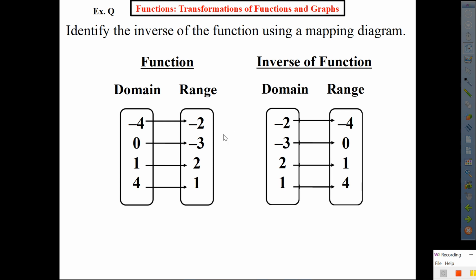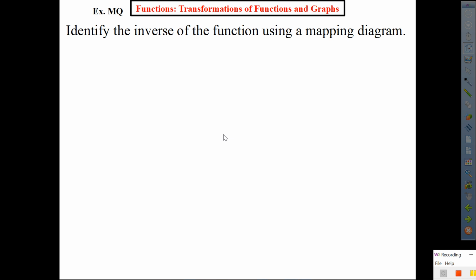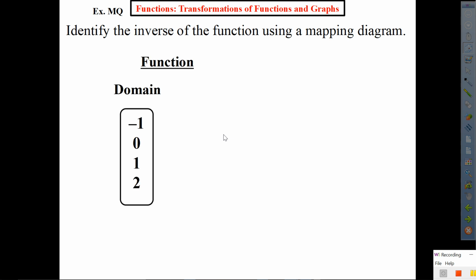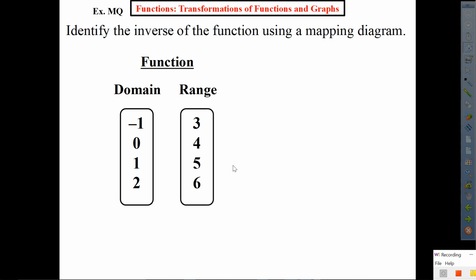Example super Q. Let's see. No, mega Q, mega Q. Copy this function. For the domain, we got -1, 0, 1, 2. For the range, we have 3, 4, 5, 6. And they map exactly one to the other. There it is. All right, and I want you to write the inverse by yourself. Do that right now, please.